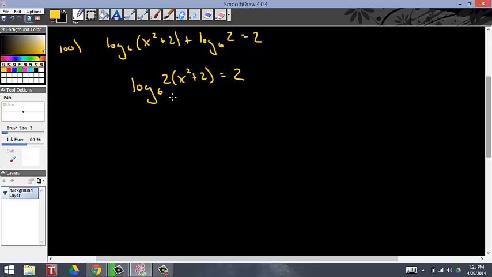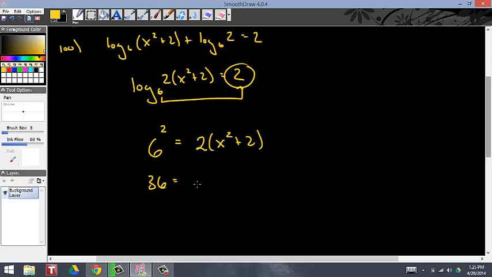When we're stuck, how do we get ourselves unstuck from a logarithm? Trevor, what do you think, buddy? Change forms. So 6 is the base, 2 is the exponent, this 2 right here is the exponent, equals 2 times (x squared plus 2). So we got 36 equals 2 times (x squared plus 2).